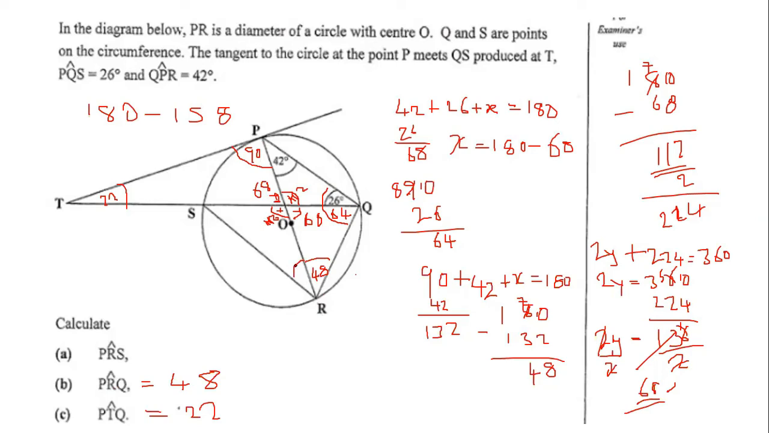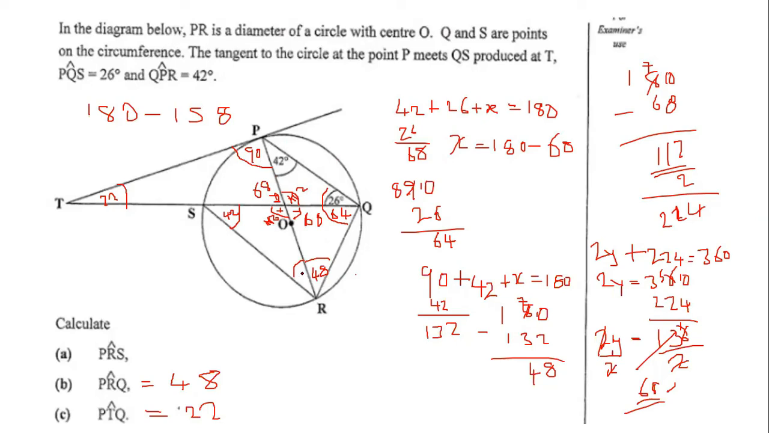Okay, so we check. We had found something here. We have 42 here. If this angle is 42, it means that even that angle there is 42. Why? Because we know that this one will be RSQ, then this one will be RPQ. So even this one is 42, and then this angle here is 112.